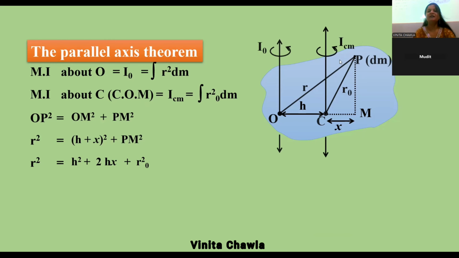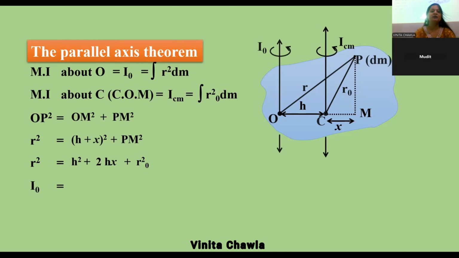Look at this triangle PCM. PCM. ठीक है. So PM square, look at the cursor movement, PM square plus X square is R naught square. So we have PM square already, and X square we get from this A plus B square by using this. So X square plus PM square is R naught square. ठीक है. कोई doubt तो नहीं है?